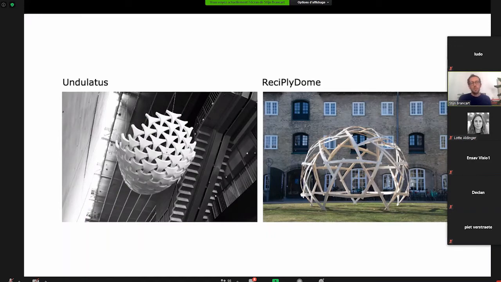So that's interesting also to put them next to each other. The first one is Undulatus, which is a structure that we built in Amsterdam for a competition. The goal was really to make a temporary installation that could easily be assembled, but also disassembled and reused, which is based on curved line folding. And then the Reciprocal Dome is a structure we built in Copenhagen, which is a type of bridge shell structure using the principle of reciprocal structures.